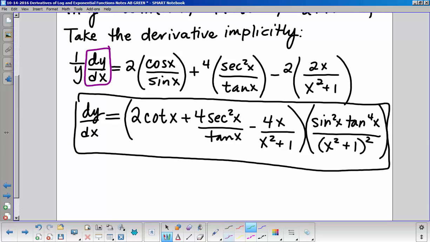At this point, do we take 4 secant squared x over tangent x and try to simplify that? I wouldn't. I never. Don't even think about it. Because, well, you could do 1 over tangent x is cotangent, right? I mean, so you could go cotangent secant squared x.